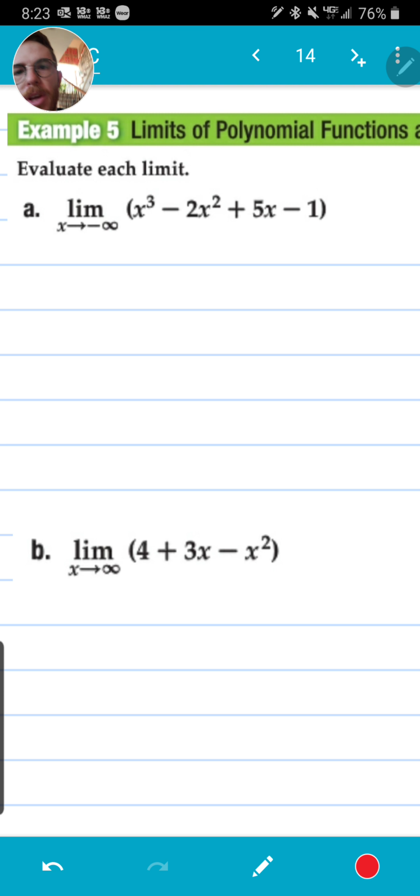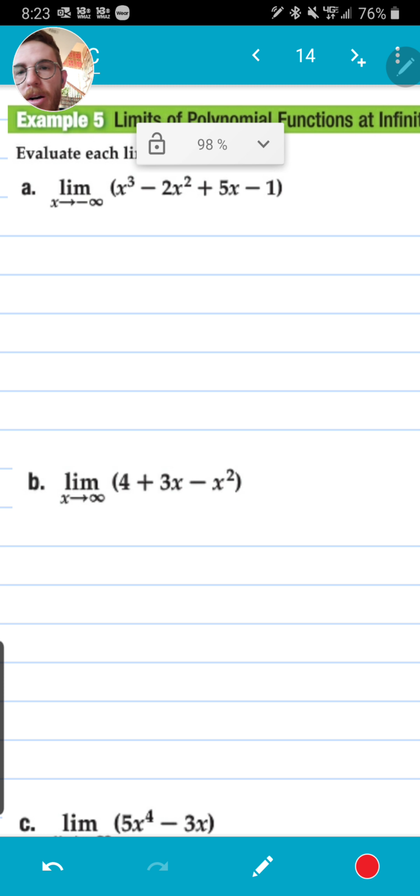Hey, all right. So we're finding limits of polynomial functions today. And we know how to find limits of polynomial functions because polynomials are continuous. So you could use direct substitution to find any typical limit. But here we are specifically looking for limits to infinity.